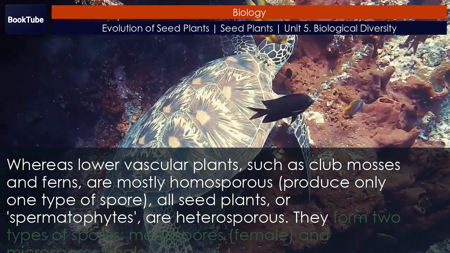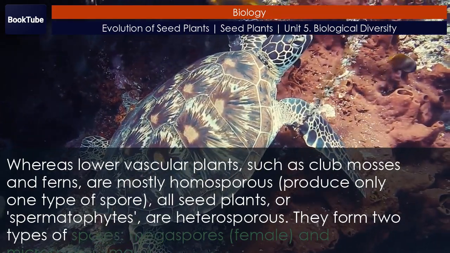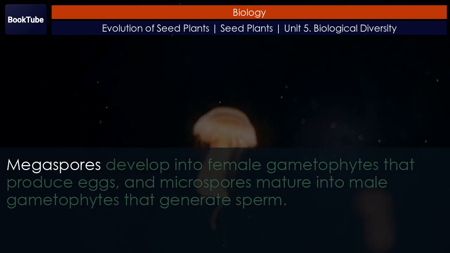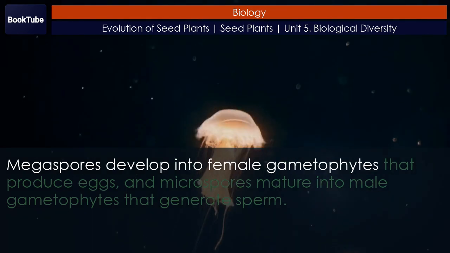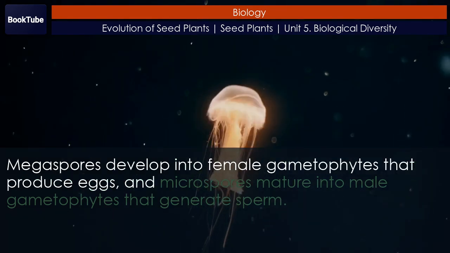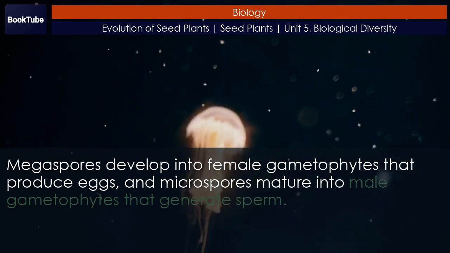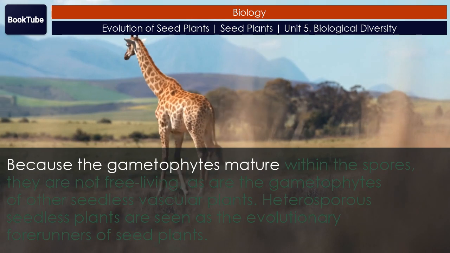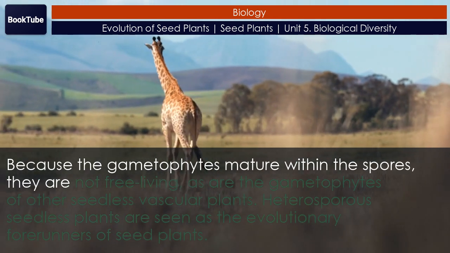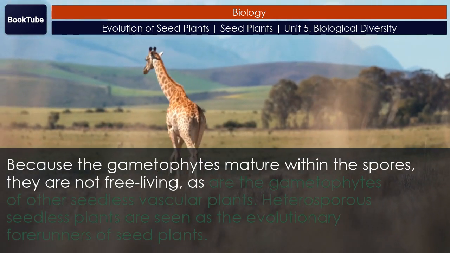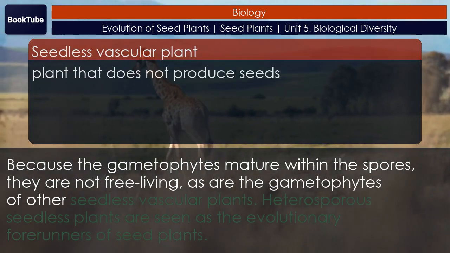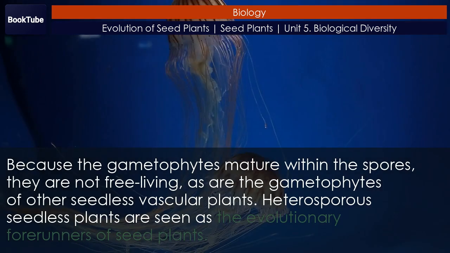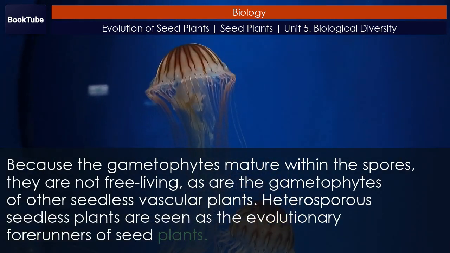They form two types of spores: megaspores, female, and microspores, male. Megaspores develop into female gametophytes that produce eggs, and microspores mature into male gametophytes that generate sperm. Because the gametophytes mature within the spores, they are not free-living, as are the gametophytes of other seedless vascular plants. Heterosporous seedless plants are seen as the evolutionary forerunners of seed plants.